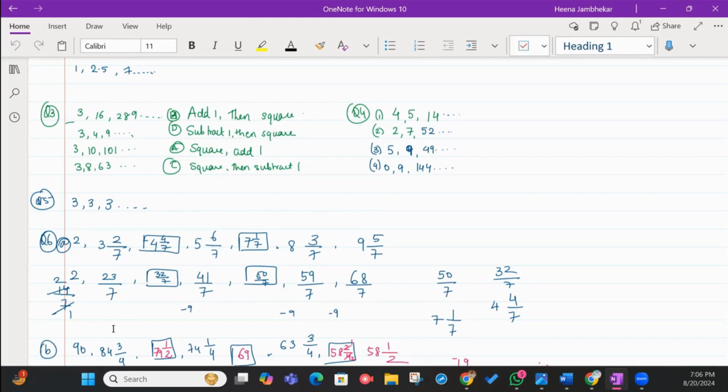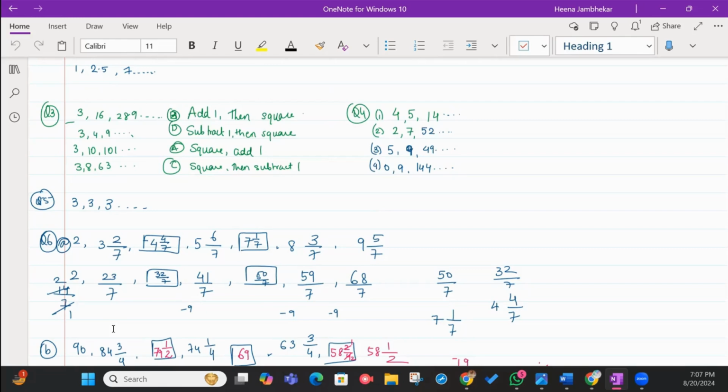2, comma. 3, 2 upon 7, comma. Put a box. Comma. 5, 6 upon 7. Put a comma, then box. Comma. 8, 3 upon 7, comma. 9, 5 upon 7. Are we done writing this first?